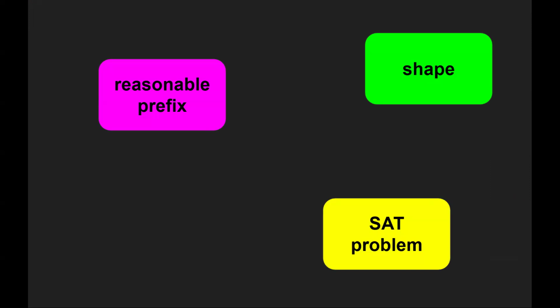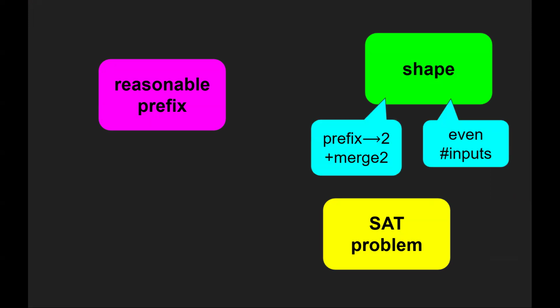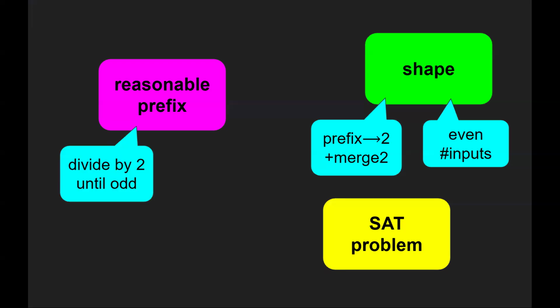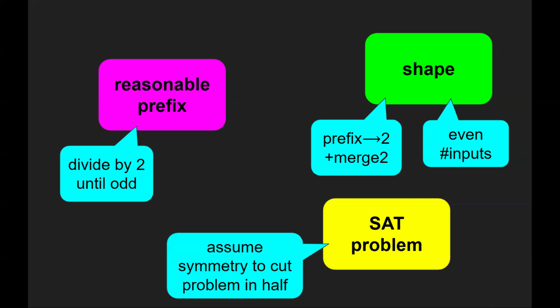Right, okay, so to summarize, there's three things that we look at. It's the shape, where the network comes from. You have to find a reasonable prefix, and there's a subproblem. And so even on rainbows, that's a good shape. It makes everything nicer. And this prefix to 2 and then merge 2 thing, adding one more wire, seems to be a good idea. Reasonable prefix: you divide by 2 and do the comparators until it's odd, and then you just make a reasonable choice. That seems to be a good idea. The subproblem: you assume symmetry to cut the problem in half, or actually better than half. Those are the main ideas.